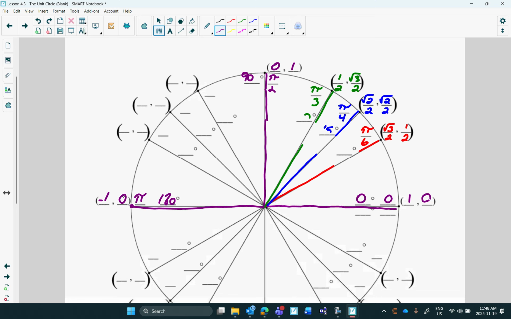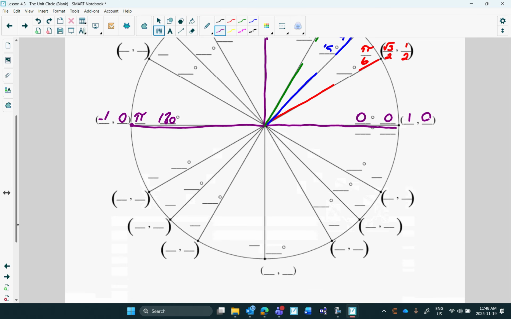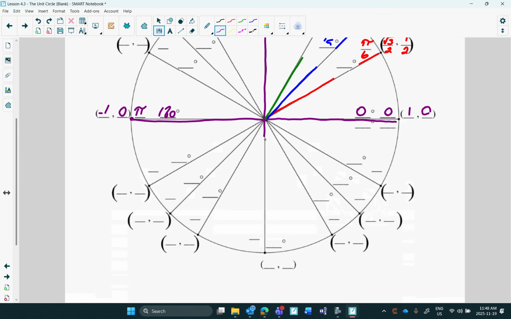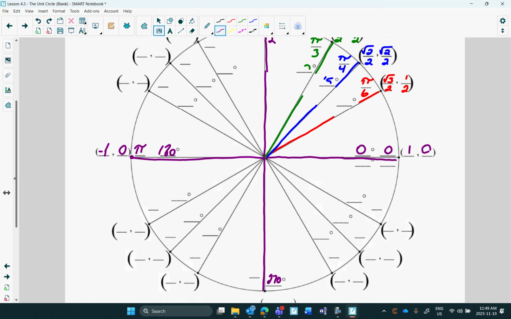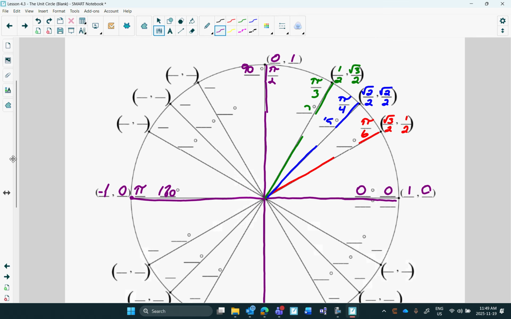Going from 180, if I add another 90, I get down to 270. Which is how many radians?